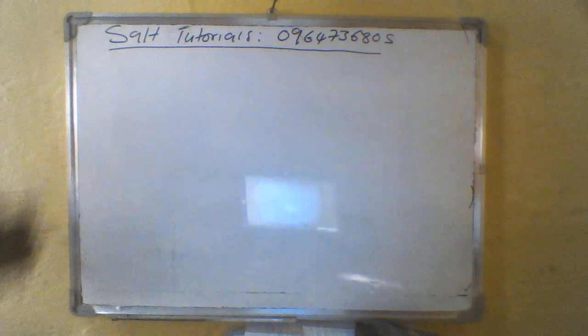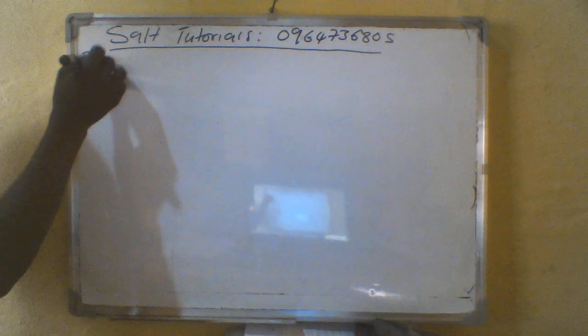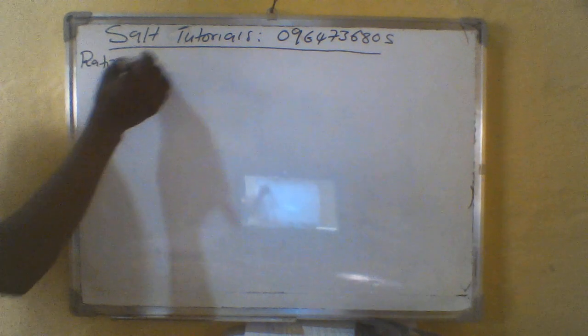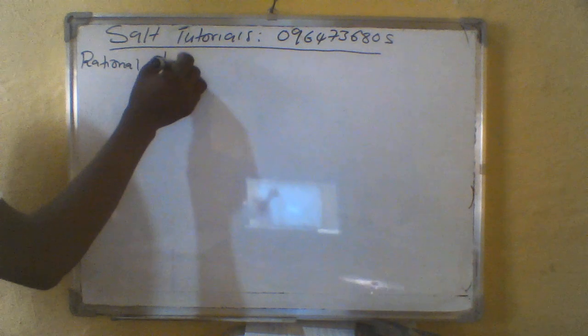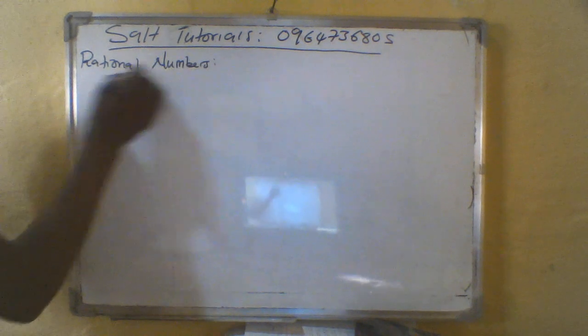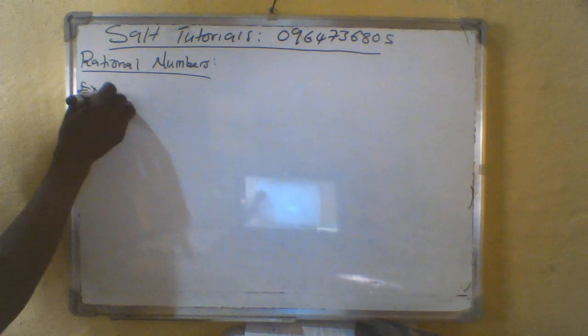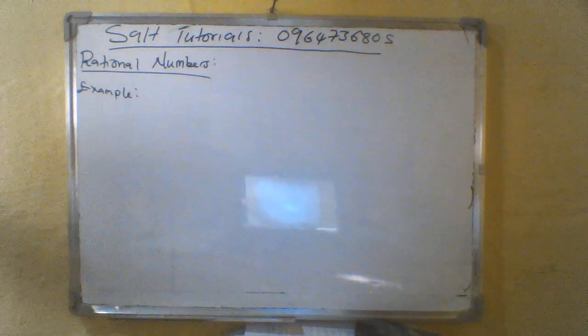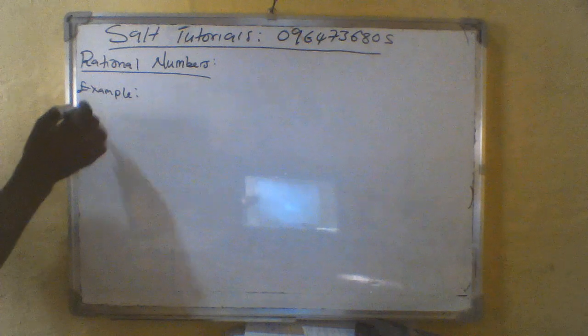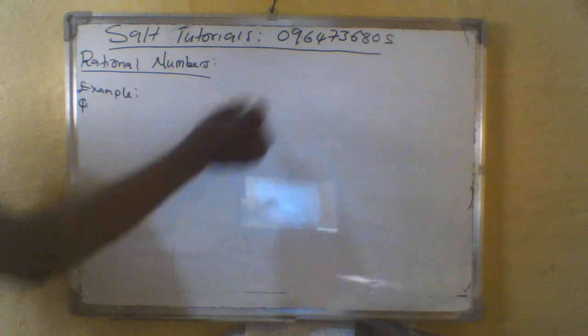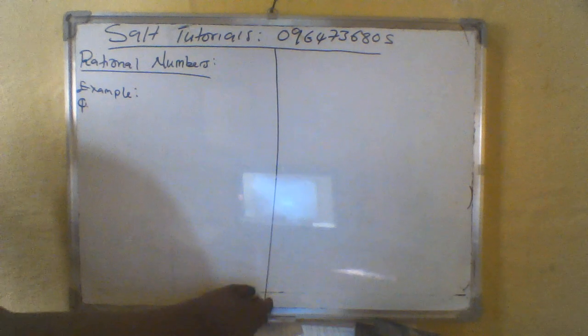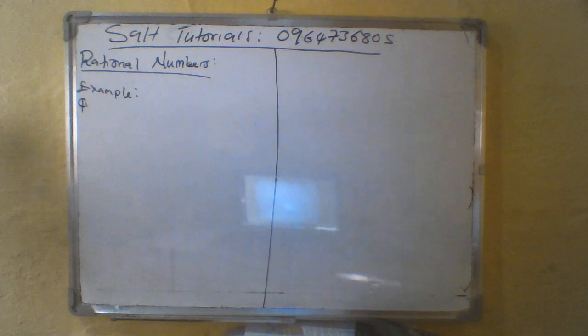So we are looking at rational numbers. Let's look at an example which we are going to solve according to rational numbers. So this example says express. Let me divide my board into two parts so that we can have some space. My board is very small.